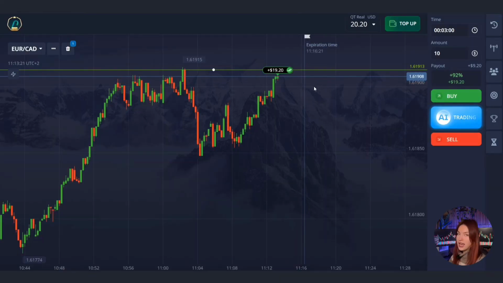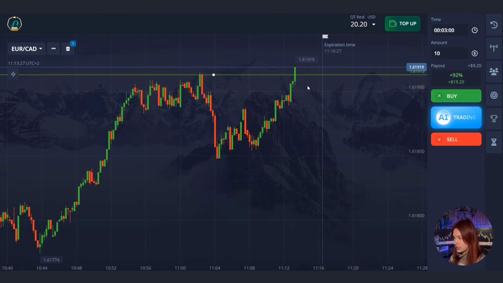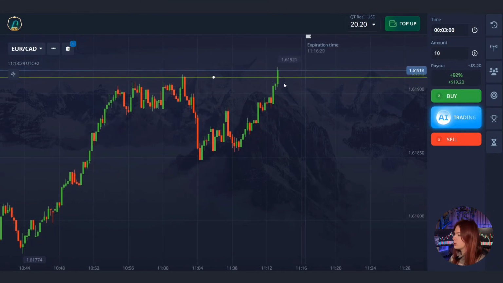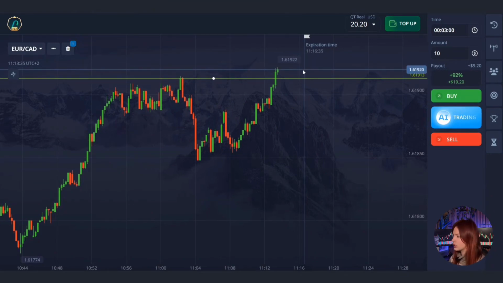Well, my dear traders, as you can see, the price has continued to move towards the level, and here we got the profit. 3 minutes was just enough for us. I have managed to earn on this upward movement, and in most cases, such trading situations work out well. And guys, as you can see, this is our first deal. We got a profit, amazing start, so let's continue.